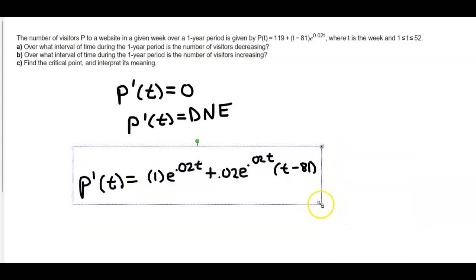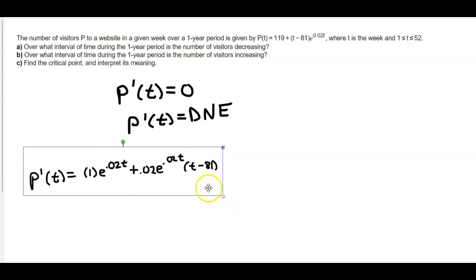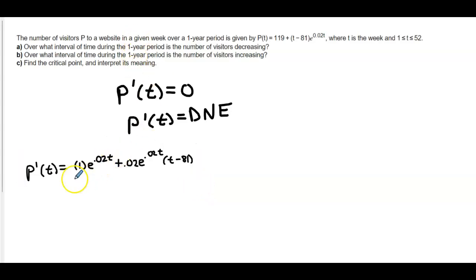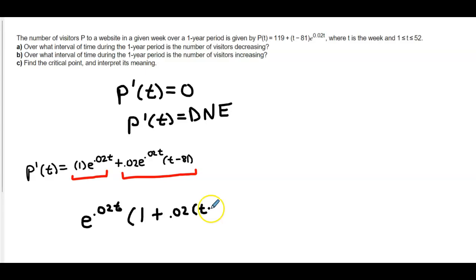And if we're going to find the critical value, we'll set it to 0, and the best way to get that done is to factor. We have two terms, one term here, two term here. A good place to start with factoring is to look for a common factor, and hopefully we see here there is a common factor in this e to the 0.02t. So we'll factor that out. Pull out that e to the 0.02t. That's going to leave behind a 1 from the first term. And then in the second term, we've got this 0.02 that sticks around. And then we've got this binomial factor in t minus 81.